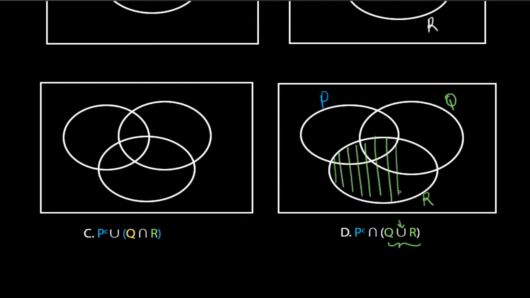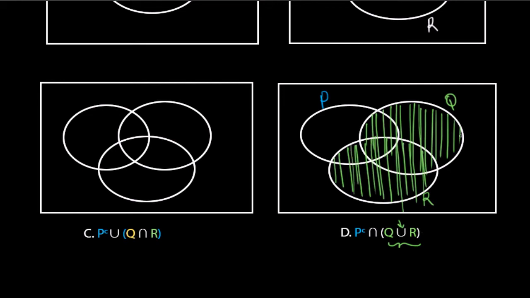So the union of them, like they are married. You don't have to separate them. Do not intersect anything with them. Just treat them like they are brothers and sisters, or they are married. So this is Q union R.